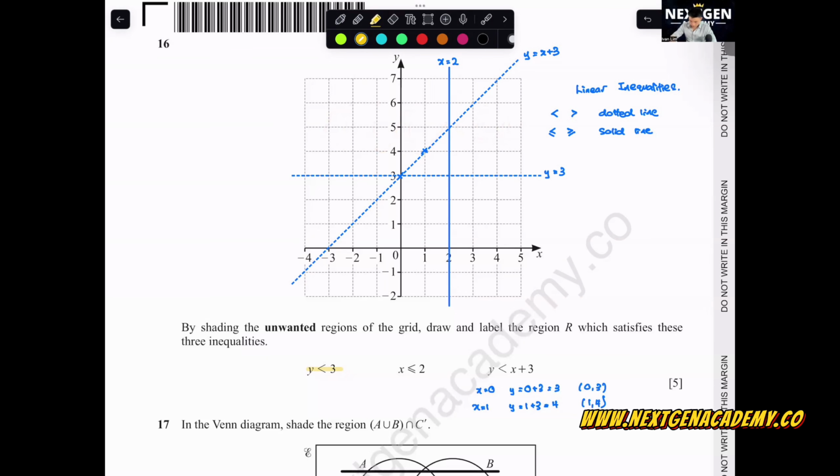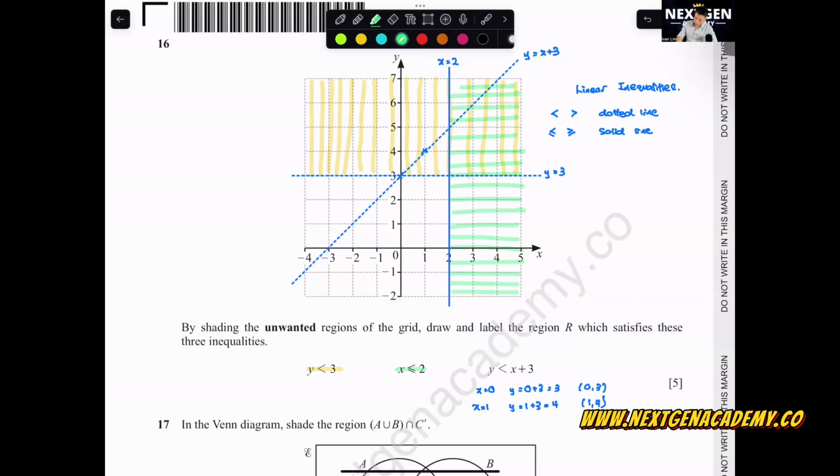You all shade nicely. Normally what I'll do, I will shade perpendicular to the line. But don't spend so much time doing this one. Just make it nice and tidy for the marker to mark also. So you shade. This one is y more than 3. The second one, x less than or equals to 2. We want less than, we don't want more than. So more than means to the right. Okay, like this. You don't cross the line.